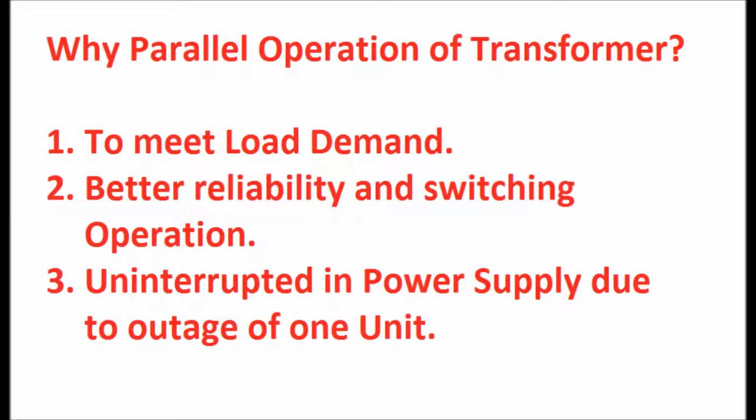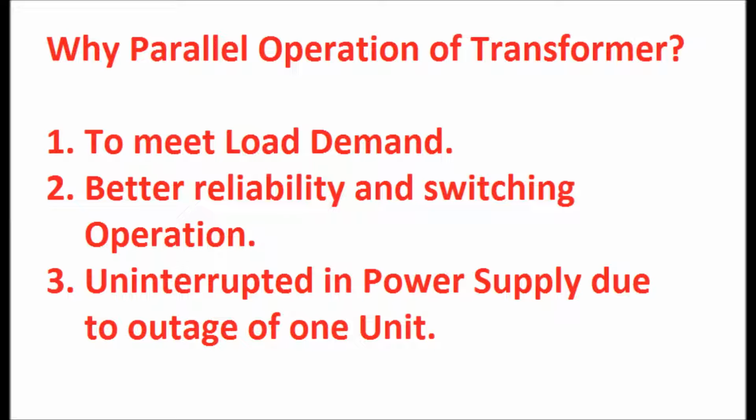Number one is to meet the load demand in a substation. For example, we have one 10 MVA, 33/11 kV transformer in a 33/11 kV substation. Now the 10 MVA transformer is sufficient to meet the load demand of that substation. But due to an increase of the load, the transformer capacity must be increased, or the other option is installation of another transformer of 10 MVA or lower capacity. So to meet the load demand, parallel operation of the transformer is required.